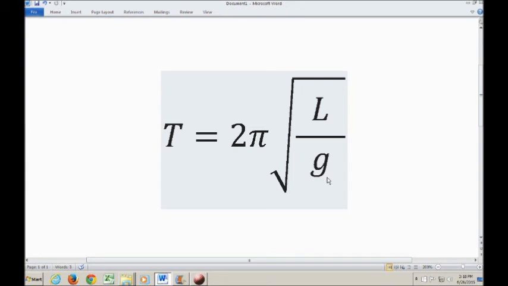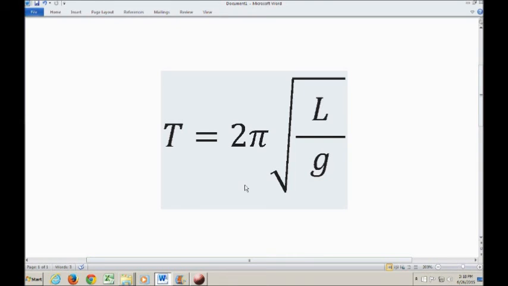Now the way in which we're going to do this is we're going to graphically verify this equation. So graphically verifying it means that you take your data and you graph it. It does not mean that you stick T and L values in here and solve for g. It means that you're going to take T and L, you'll make a graph of that data, and then you'll solve for g from your slope.